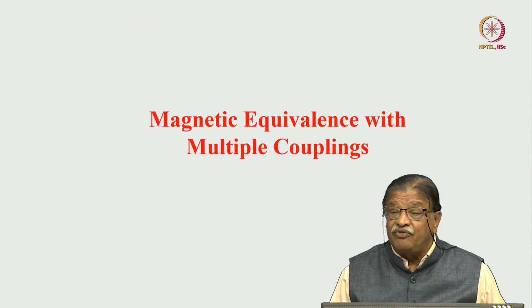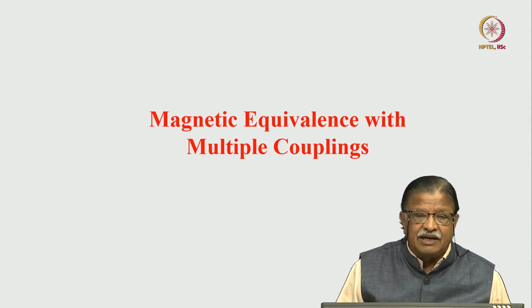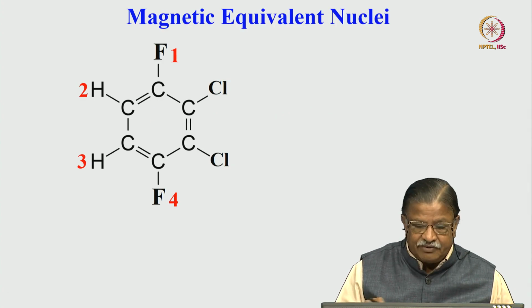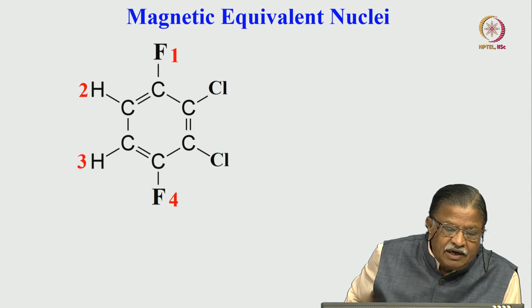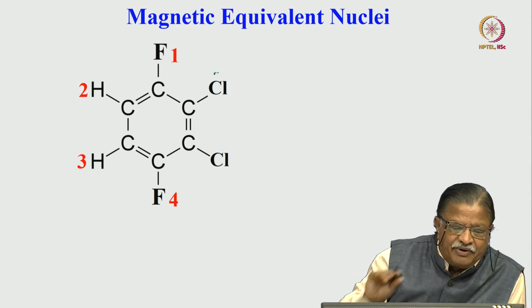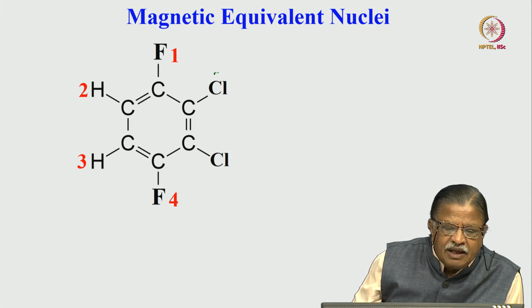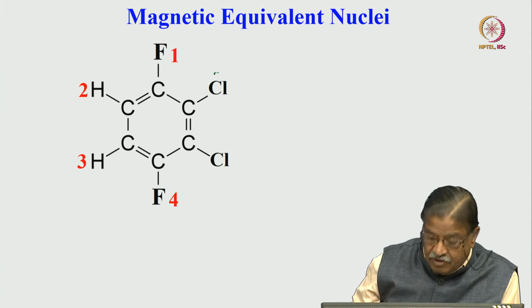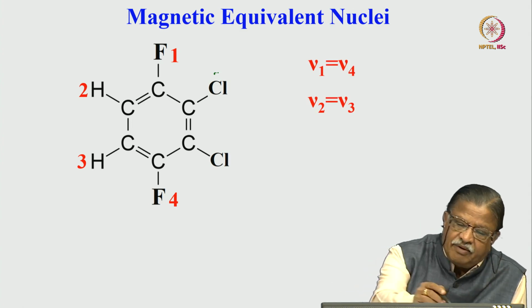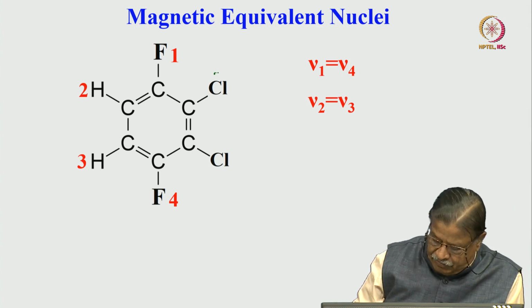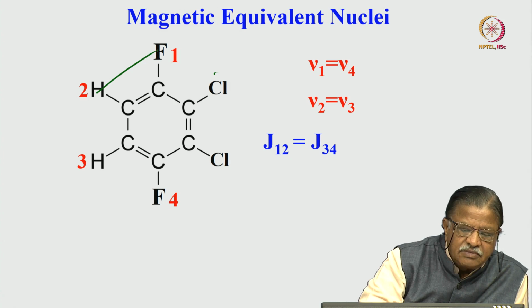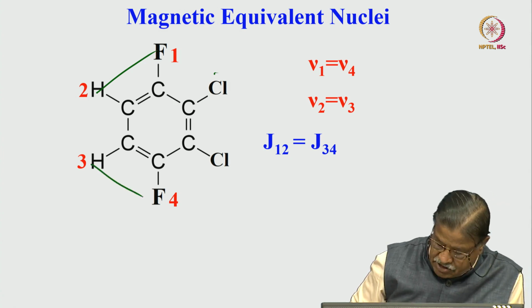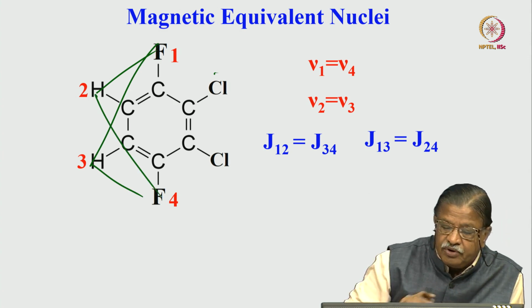But we can come across some funny situations also. We can come across magnetic equivalence with multiple couplings. Look at this molecule. This is 1,4-difluoro-chlorobenzene, whatever the name. We have 2 protons and 2 fluorines. Consider the chemical shift of fluorine: 1 and 4 are the same. Consider the chemical shift of protons: 2 and 3 are the same. The coupling 1-2 is equal to 3-4, and the coupling 1-3 is equal to 2-4.